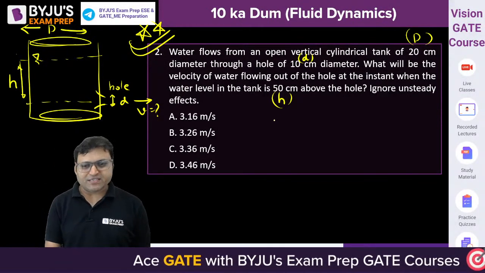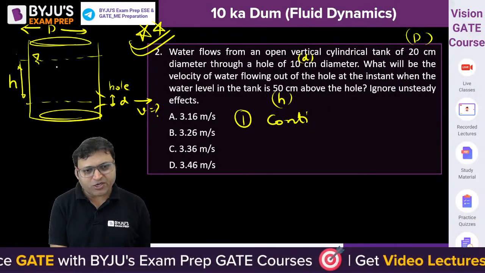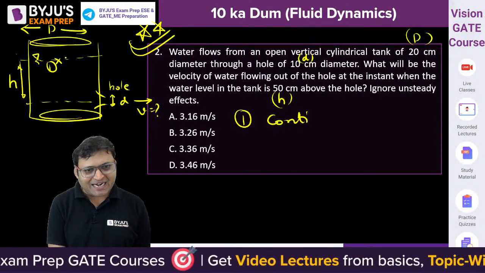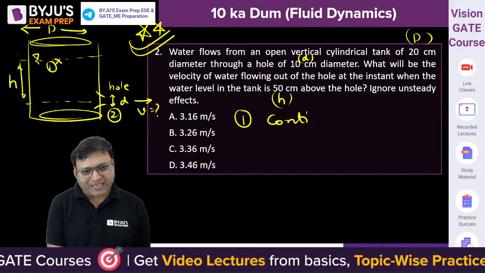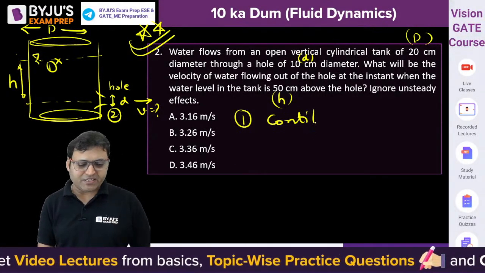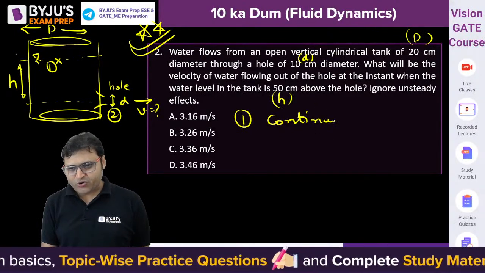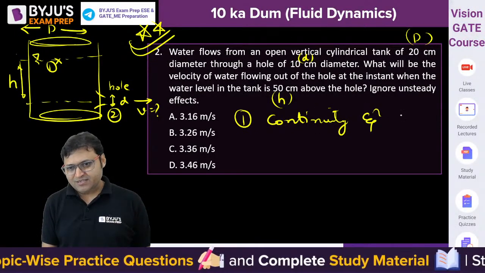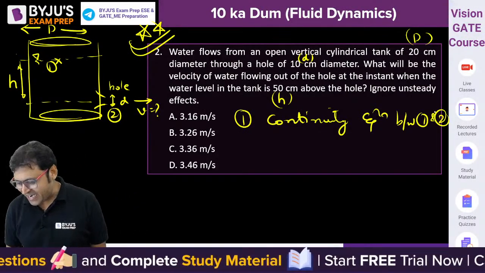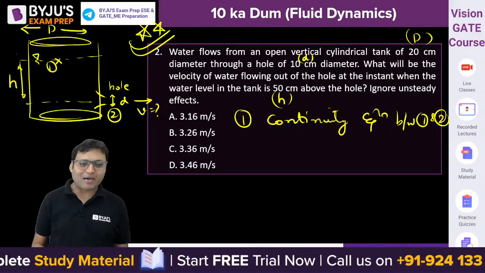Can you solve it? So again apply the continuity equation between 1 and 2. Where are 1? Where are 2? Point 1 is at the free surface. Point 2 is at the outlet of the hole. If we apply continuity equation between 1 and 2, here students commit mistake.